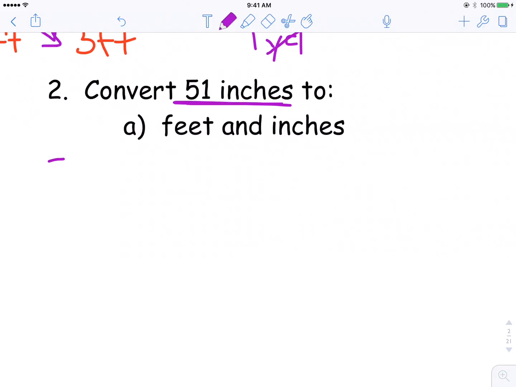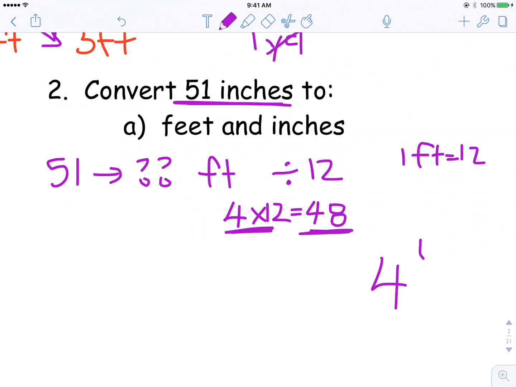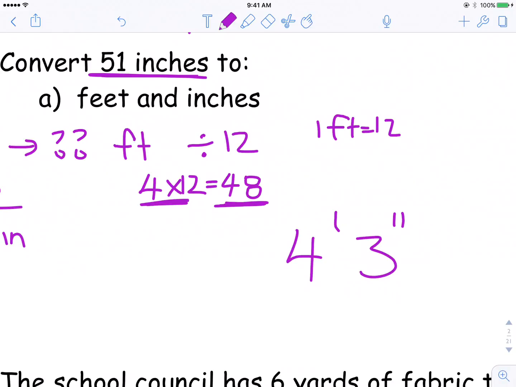So I take my 51 inches and I think to myself, well, how many feet can I get out of 51 inches? Or how many times does 12 divide into 51? Because there are 12 inches in a foot, right? 1 foot equals 12 inches. Well, I could probably get 4, because 4 times 12 is 48. So I could get 48 inches out of that 51, so I know I'm going to get 4 feet. If I'm getting 48 inches out, or my 4 feet, how many inches am I left with? I subtract my 48, I'm left with 3 inches. So really I'm going to be 4 feet, 3 inches tall.